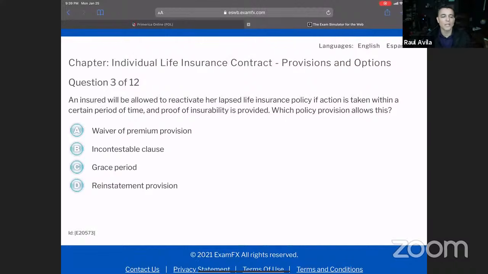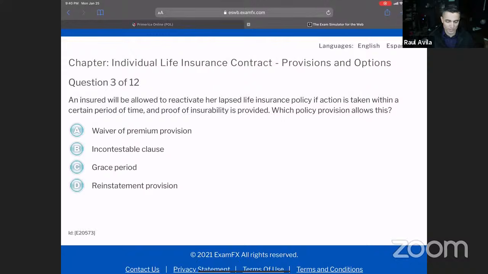An insured will be allowed to reactivate her lapsed policy if action is taken within a certain period of time and proof of insurability is provided. Which policy provision allows this? Waiver of premium provision, incontestable clause, grace period, or reinstatement provision? Grace period. An insured will be allowed to reactivate her lapsed policy if action is taken within a certain period of time and proof of insurability is provided.